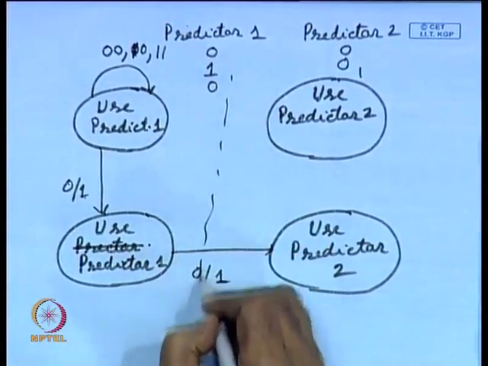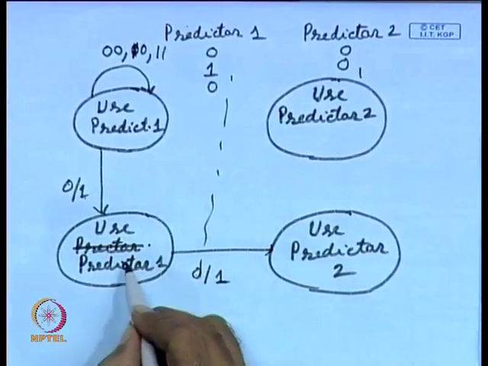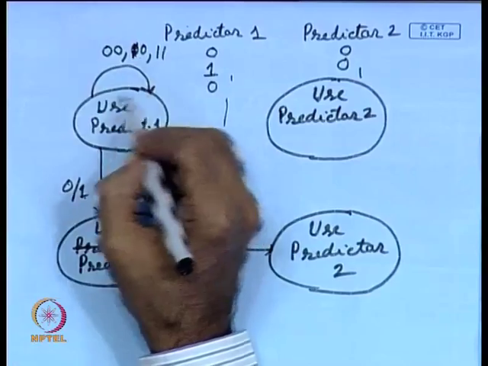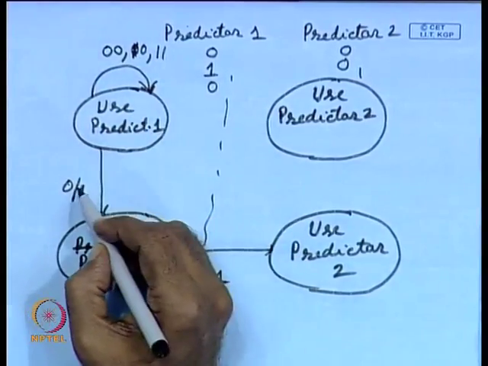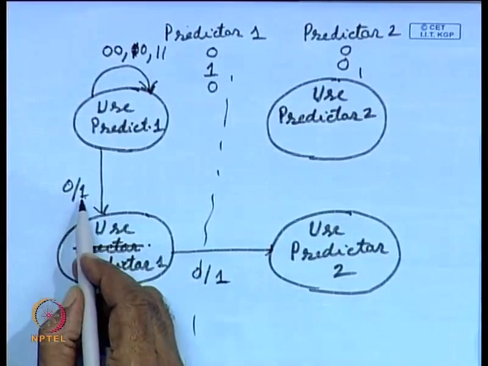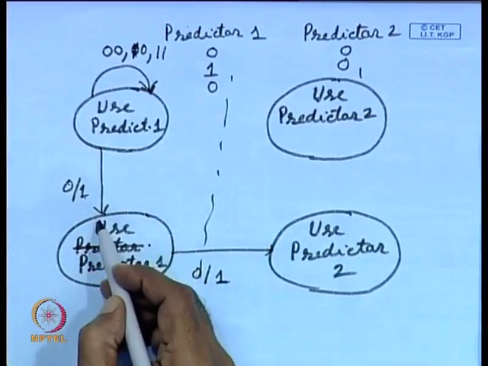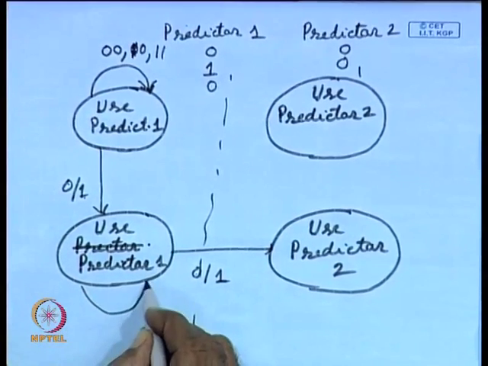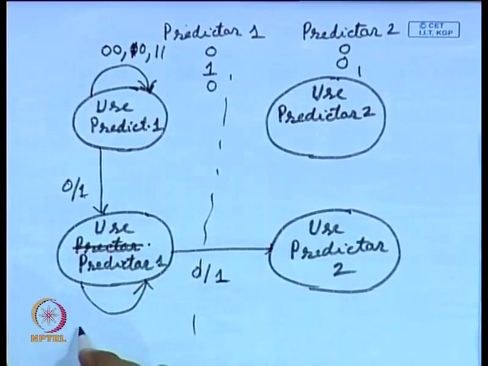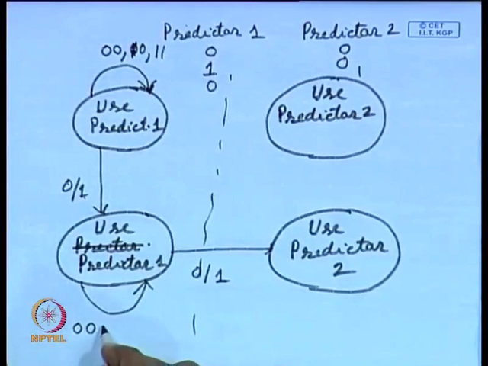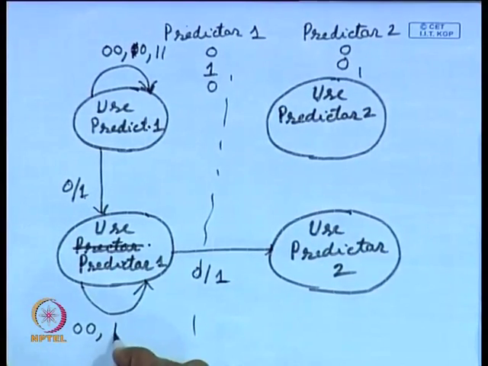So, this is the boundary between predictor 1 and predictor 2. So, it will go from here to here. For all these states 0 0, 1 0 and 1 1, it will remain in this state, and only when it is 0 1, that means predictor 1 has turned out to be wrong and predictor 2 has turned out to be right, it will go from this state to this state, and it will remain in this state again as long as both the predictions are false, or both the predictions are right.